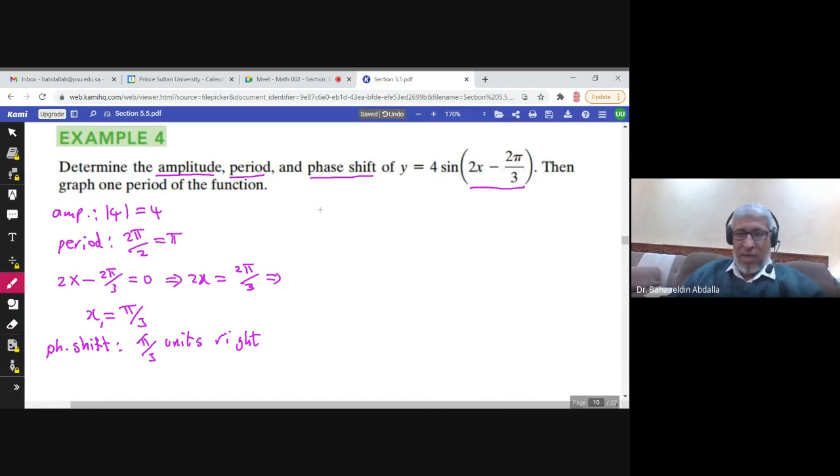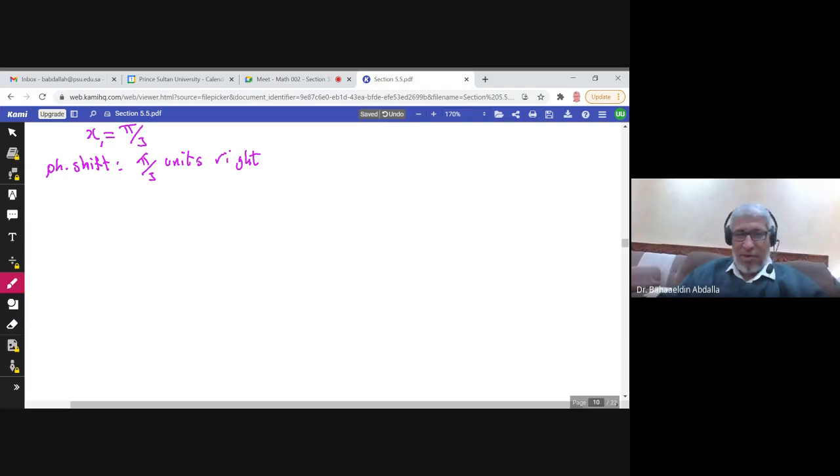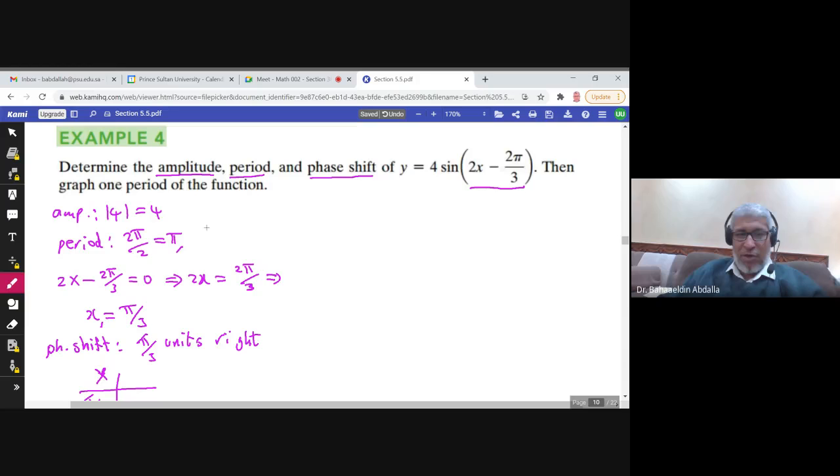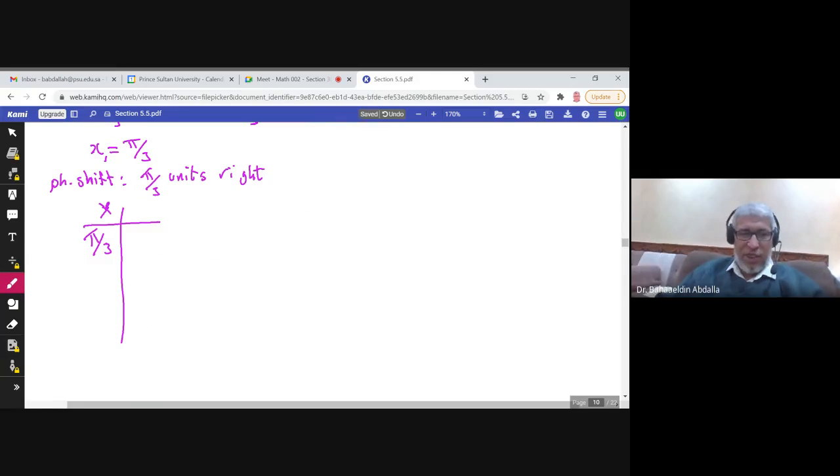All right. Now I will make a table for the x values. What is the first value? Pi over 3, the phase shift. This is x1. All right. How to find x2? I add period over 4. So I need period over 4. Pi is the period. When you divide by 4, you get pi over 4. So I need to add pi over 4 to each x here.